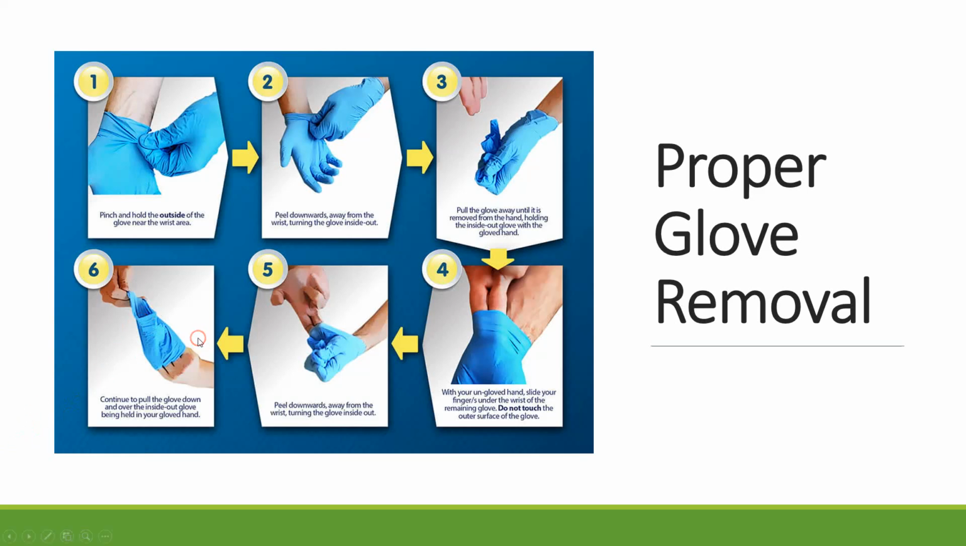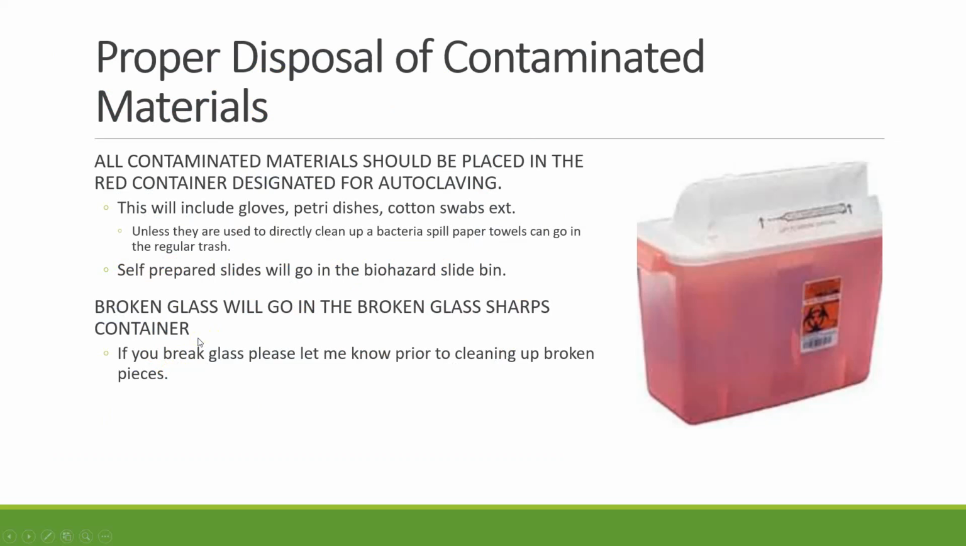And then we're going to properly dispose of it by throwing it into an autoclave red container that you can find in labs or patients' rooms and things like that. So all contaminated materials have to go into autoclave containers. That way we get them properly disposed of. So that's going to include your gloves, your petri dishes, cotton swabs, etc. Paper towels and stuff usually won't go in there, but if they had to clean up a spill or something, then they would.